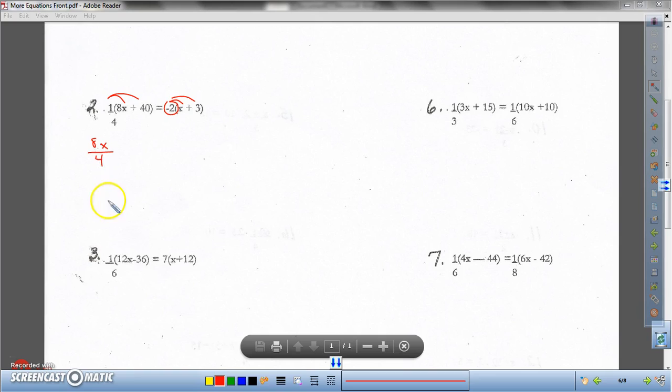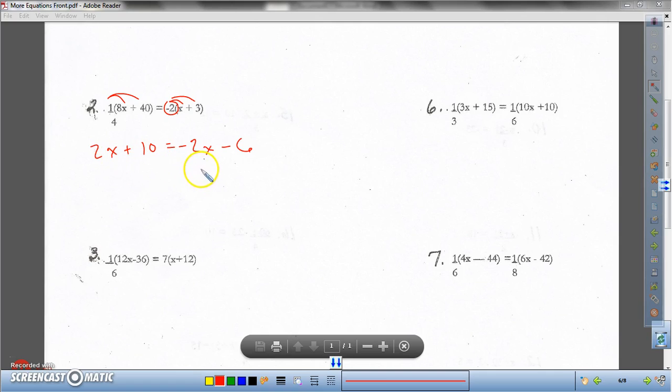So I'll go ahead and show you that first line of work here in the first problem. And then 1 over 4 times 40 is going to give me 40 over 4. And then on the right side, I have negative 2 times x and negative 2 times 3. So this is what I end up with after I distribute. Now my 8 over 4 is going to reduce to a 2x, and my 40 over 4 is going to reduce to a 10. Okay, now this is exactly like the last bell ringer problem that we've just worked.